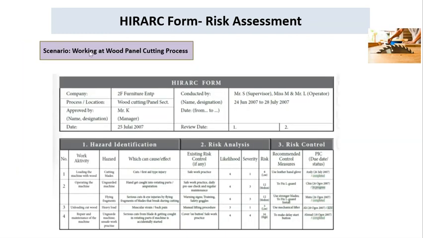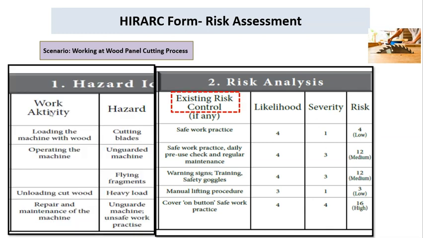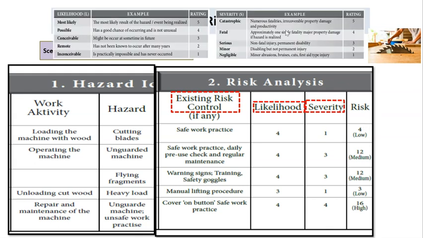Okay, let's go back to the wood panel cutting process, in which we have done the first part. For the second part, we need to have the current or existing risk control, likelihood, severity, and risk. So we need to link again with the work activity. Loading the machine with the wood or cutting blade: safe working practice is the current one. Likelihood is 4, severity is 1, because it just involves the non-moving cutting blade. And 4 times 1 is 4, which is still low risk.